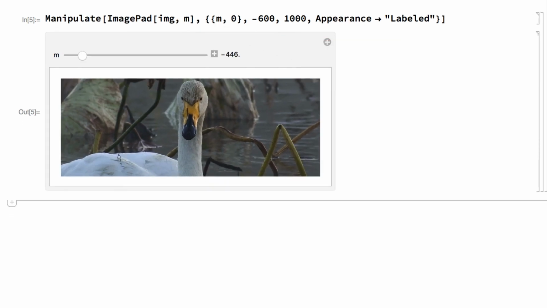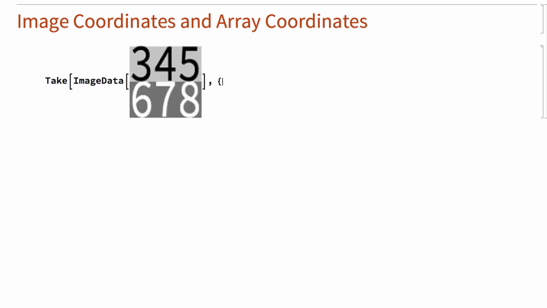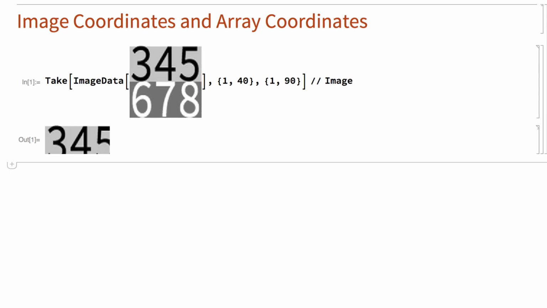Cropping can also be done by operating directly on the underlying image data, although the coordinates for operations on the image data array are not the same as the coordinates for operations on the image. For example, this shows cropping using the take function applied to the image data. This takes the first 40 rows and the first 90 columns of the image data array, which gives the upper left corner of the image.